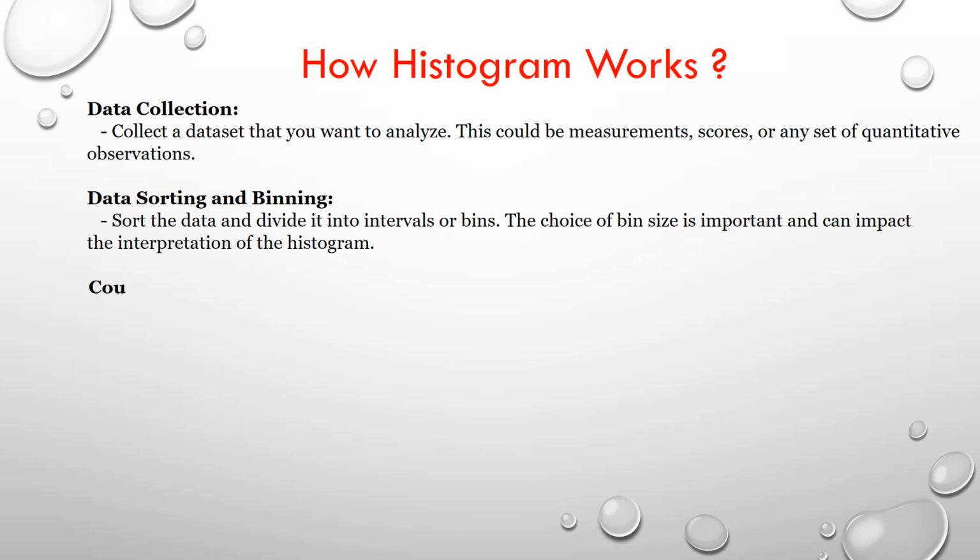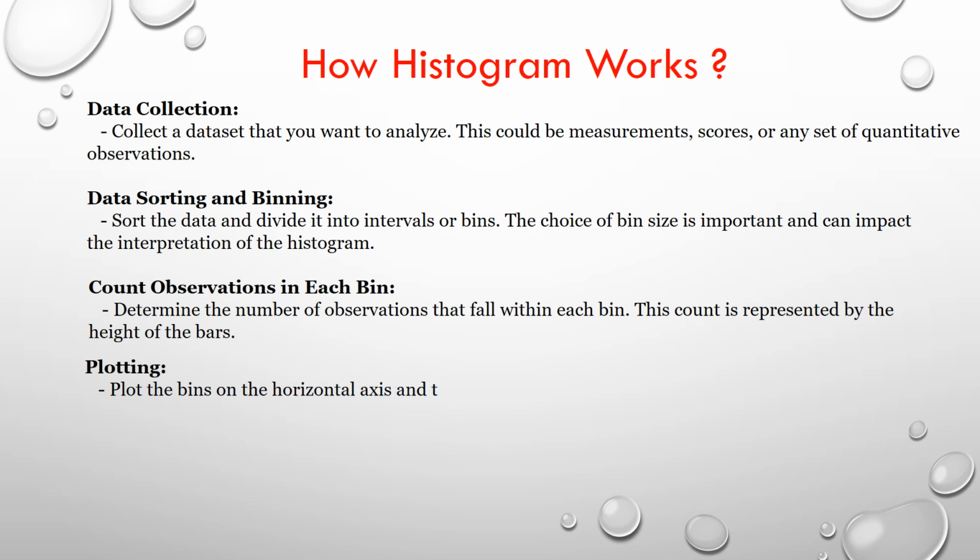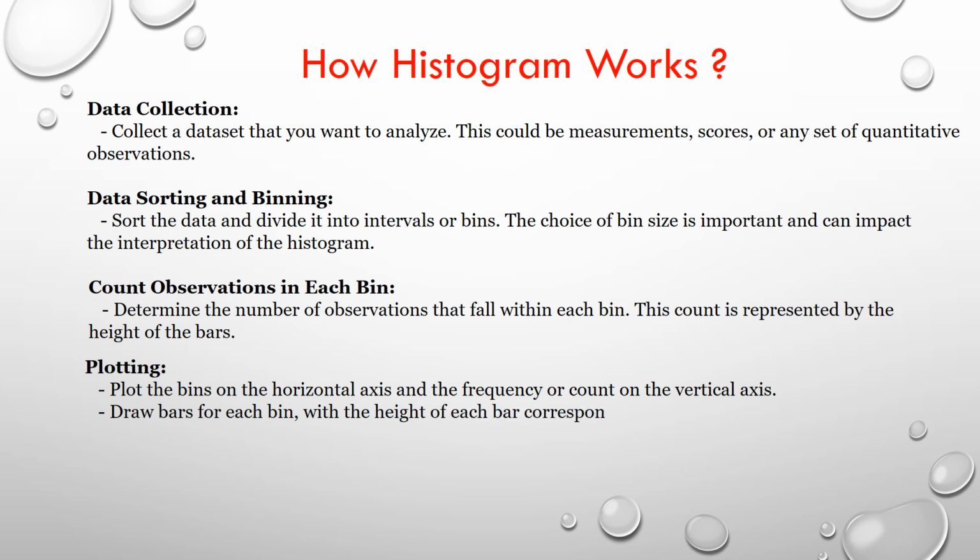Third is count observations in each bin. Determine the number of observations that fall within each bin. This count is represented by the height of the bars. Fourth is plotting. Plot the bins on the horizontal axis and the frequency or count on the vertical axis. Draw bars for each bin, with the height of each bar corresponding to the number of observations in that bin.